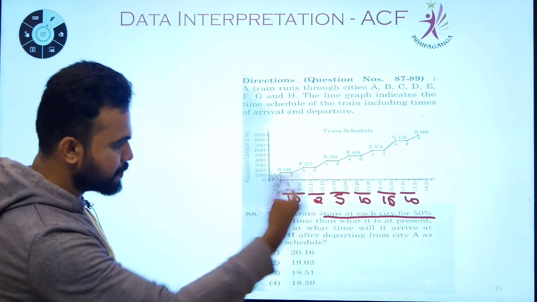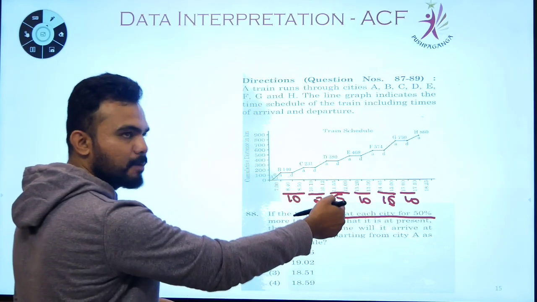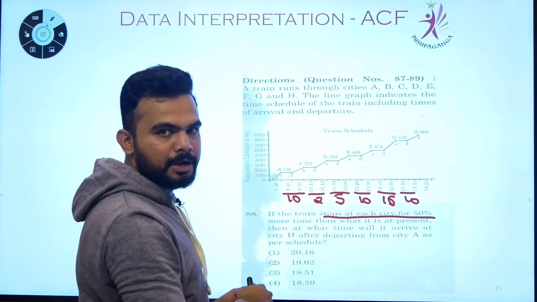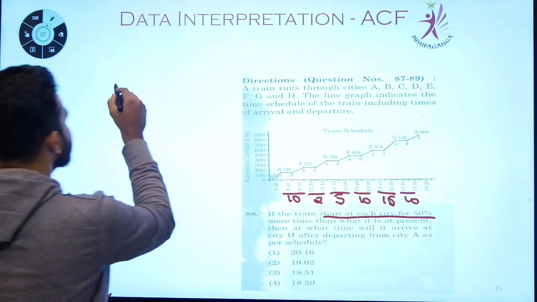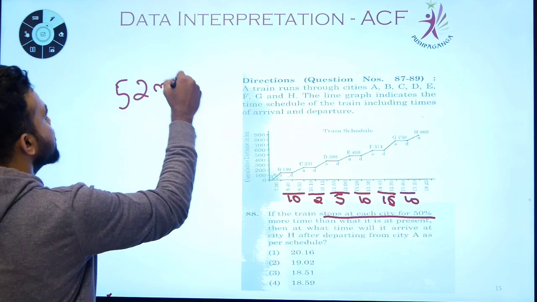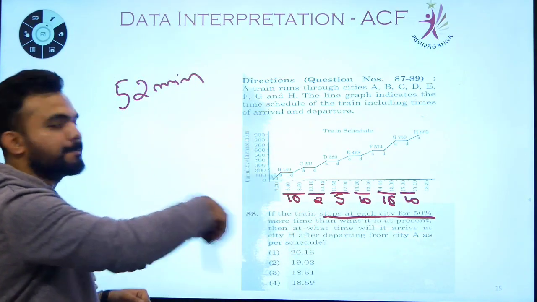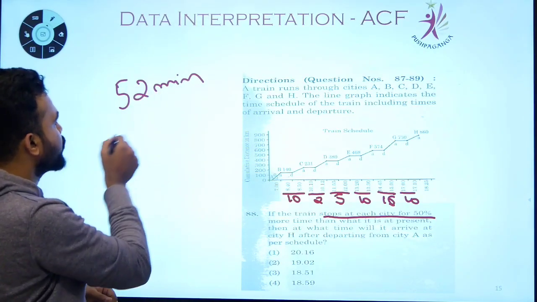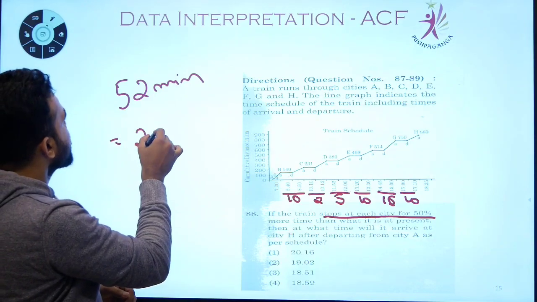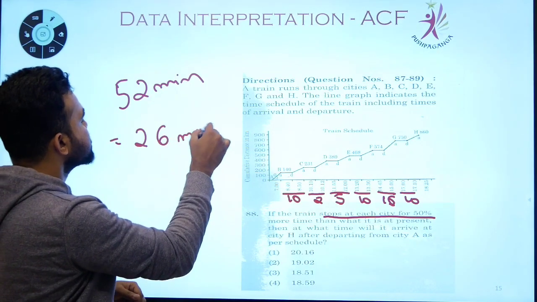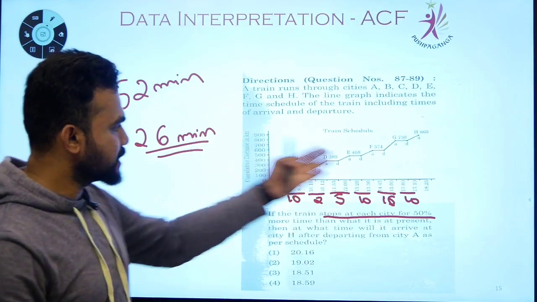So then what is the 50% more? Let's calculate. We know that it is 10 plus 2, 12, 12 plus 5, 17, 17 plus 10, 27, 27 plus 15, 42, 42 plus 10, that is nothing but 52 minutes. So he says the stoppage is 50% more. What is 50% of 52? This is nothing but 26. 26 minutes more. We are adding 26 minutes more to the present time.